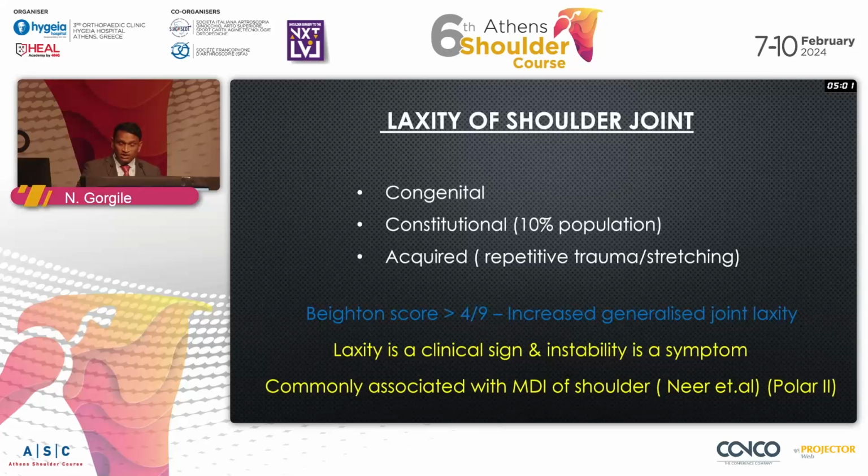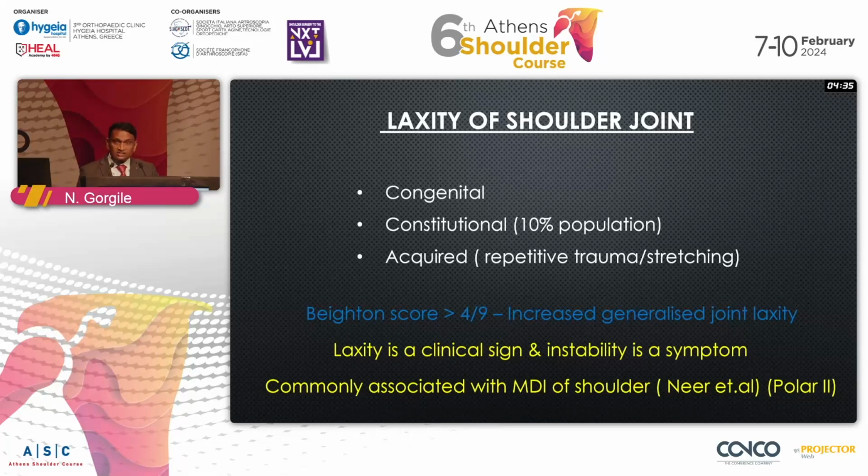But what is important here is the acquired laxity, which is very common in very high-end athletes or sometimes in gymnastics, and it may result from repeated trauma or stretching of the capsule. So it is very important to look for the Beighton score. We know that a score of more than 4 out of 9 is associated with generalized joint laxity, and often laxity is only a clinical sign, and it is not a symptom, and instability is a symptom.